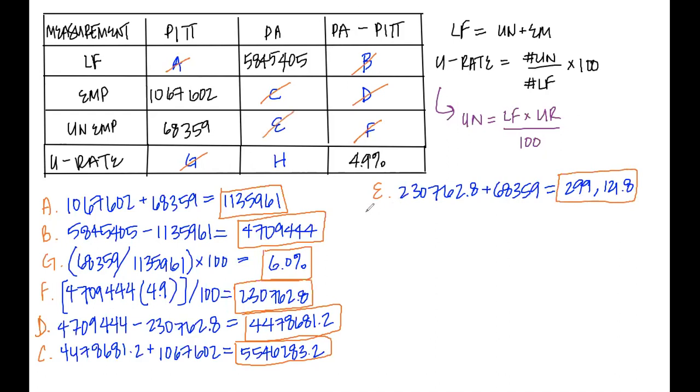And last but not least, we have H, which is just the unemployment rate, which we know is our fraction given. So that's going to be the number of unemployed, which is E that we just solved for, 299,121.8, over the labor force of 5,845,405. We can multiply that fraction by 100 to give us an unemployment rate of 5.1%.